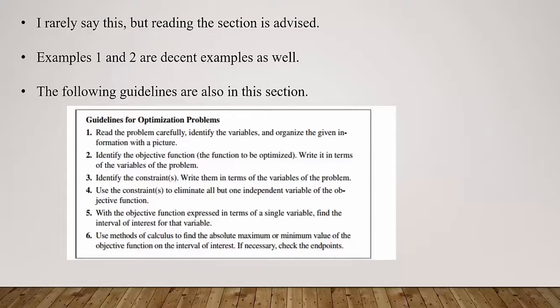Guideline 3, identify the constraints. There might be some constraints given that you're going to write in terms of the variables of the problem. Sometimes it's necessary, so I'm up to guideline 4, that you have to use the constraints to eliminate all but one independent variable of the objective function.